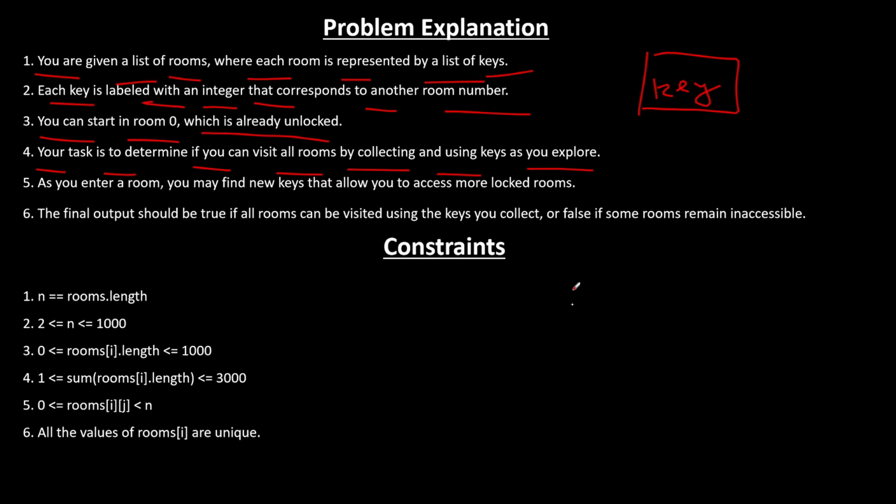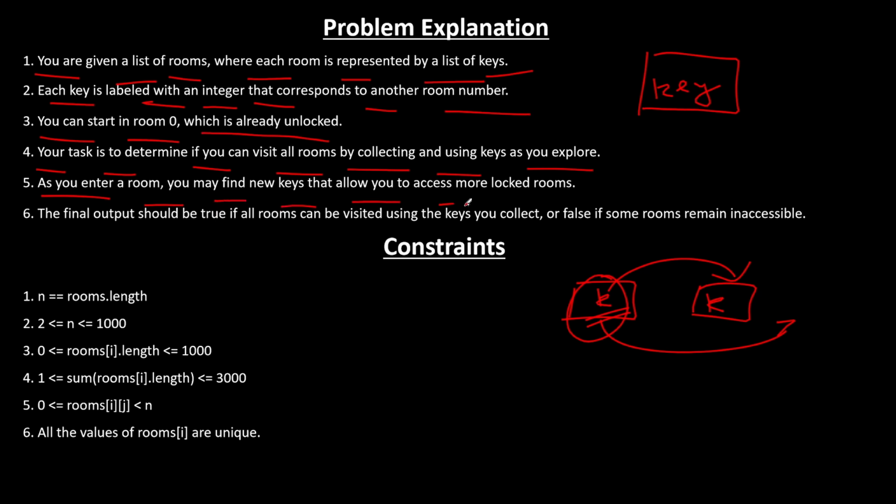So basically, you are given the rooms and each has keys. Each key is an integer that points to another room. So this key unlocks some other room in the pathway. As you enter a room, you may find new keys that allow you to access more locked rooms. So this is the thing which I said right now.